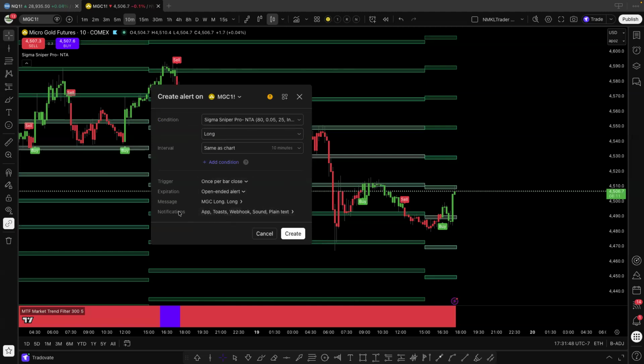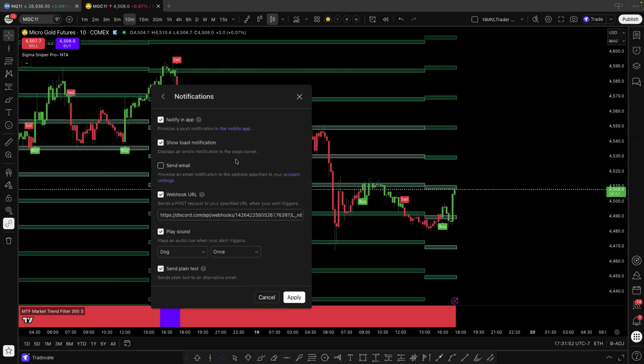And then this is a key one right here, notifications. Once you make sure your phone has been set up, if you want it to notify in your app, then go ahead and click this one. The app on your phone, if you use your phone along with your TradingView account on your computer, you'll get a notification in your app, in the mobile app.